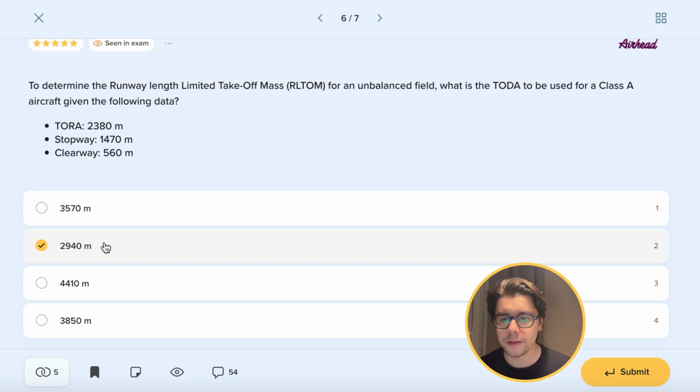And also for practical reasons, this is an unbalanced field, but in aviation, you'll most likely always use a balanced field, even if it's realistically not very balanced. So what you will do, you will always cut the clearway to the length of the stopway for the ease of calculations. As always, clearway, for the most part, will be longer than the stopway.